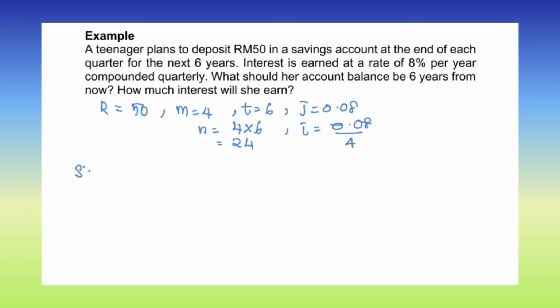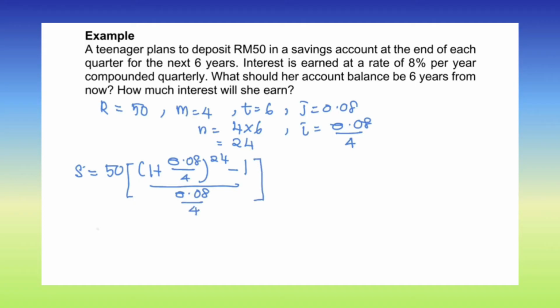S is given by R 50, times 1 plus I, 0.08 over 4 to the power of n, 24 minus 1 divided by I, 0.08 over 4. So the answer will be RM 1521.09.